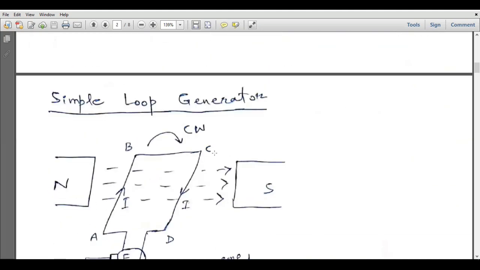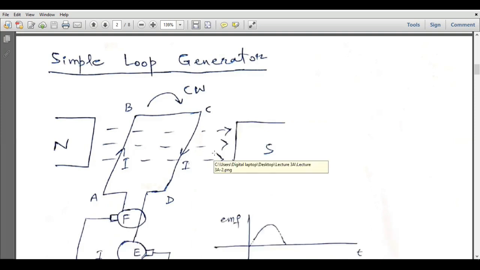So let's discuss the simple loop generator. A simple loop generator is basically a single turn coil, or single loop coil, which is placed in the magnetic field. This is a constant magnetic field, and it has one north pole and one south pole. The magnetic flux lines originate from the north pole and terminate at the south pole. These dashed lines point out the direction of the magnetic flux, and the coil has two sides. One side is AB, the other side is CD. These two sides are cutting the magnetic flux.